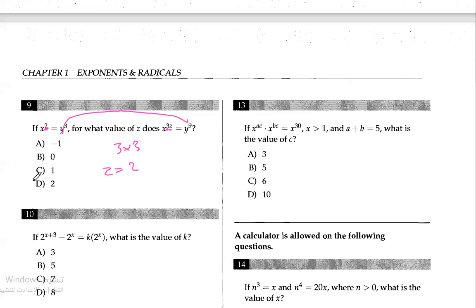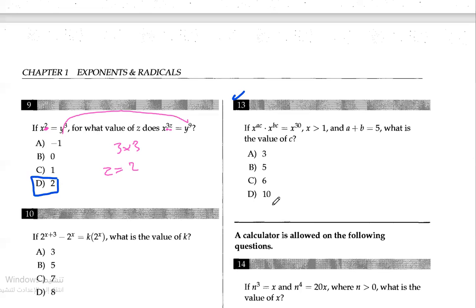Yes, mashallah, you solved it in a nice, short way. Is it clear? Yes, it is. Right, good. Okay, number 13.